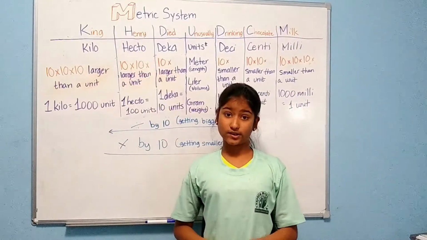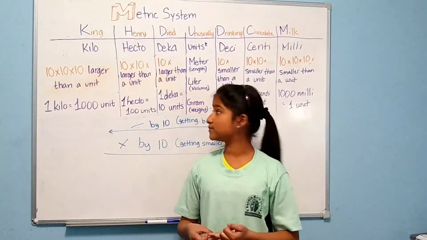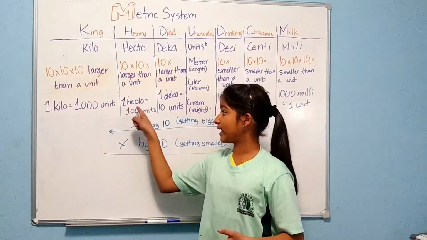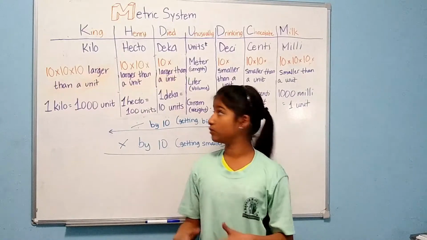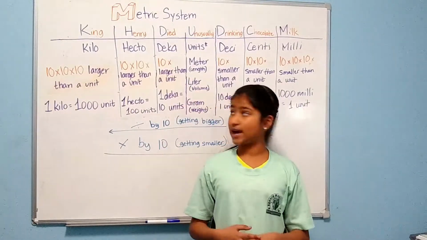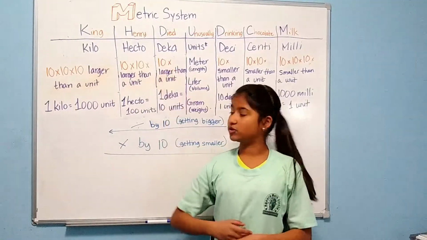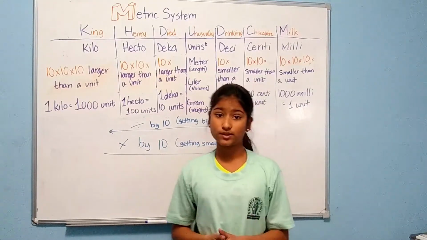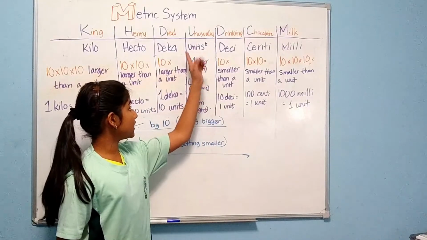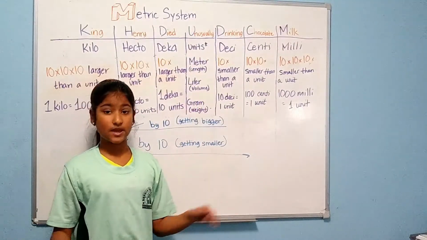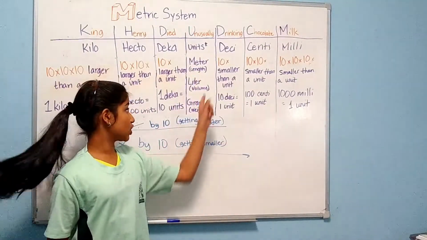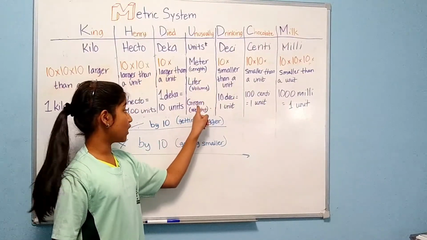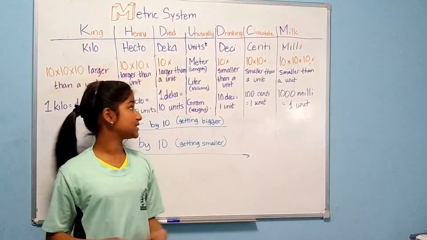Henry stands for hecto. So it's 10 times 10 larger than a unit, so it's 100 times larger than a unit. So 1 hecto is equal to 100 units. Died stands for deca, and it's 10 times larger than a unit. So 1 deca is equal to 10 units. And unusually is units, which is just the base. So the measurements are going to be meters in length, liters in volume, and grams in weight or mass.